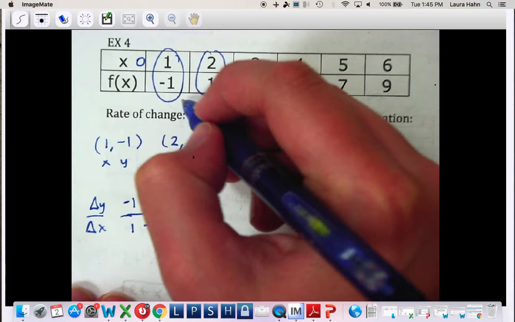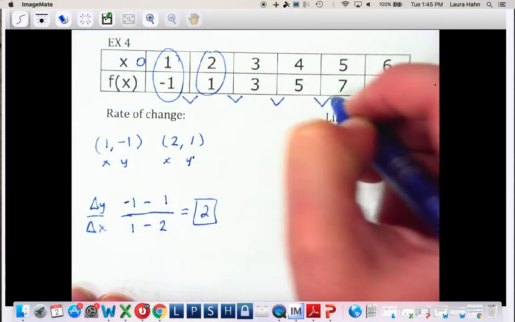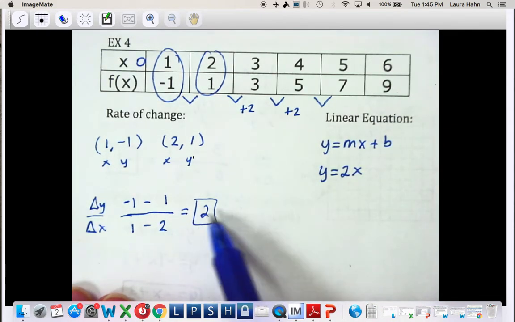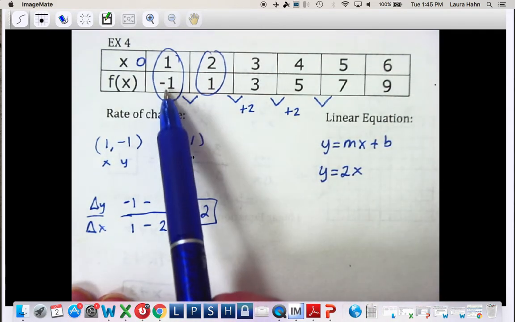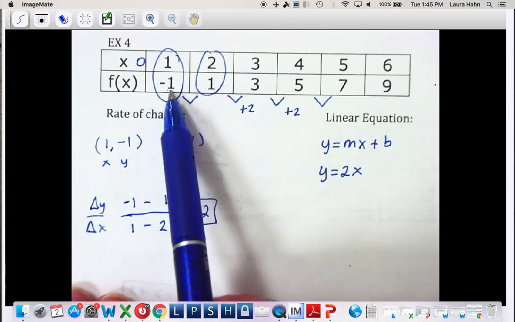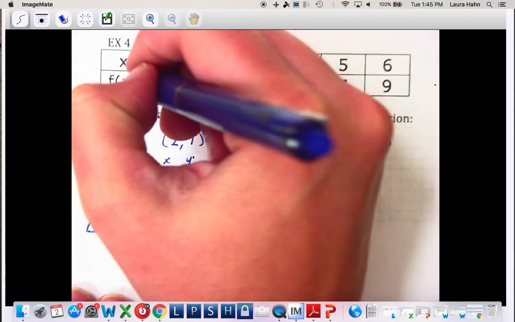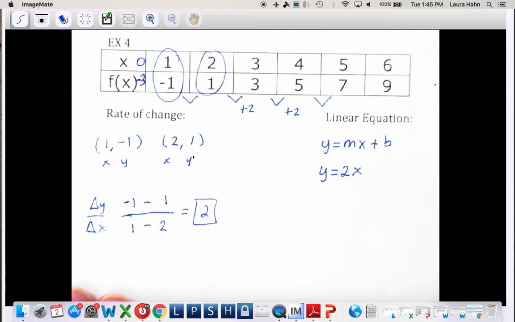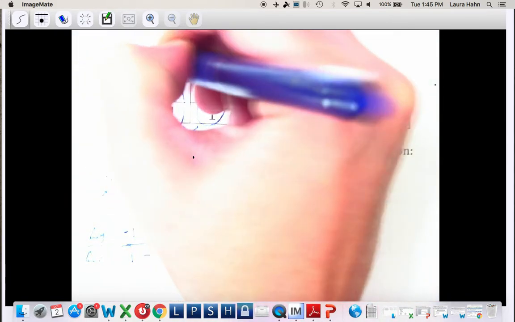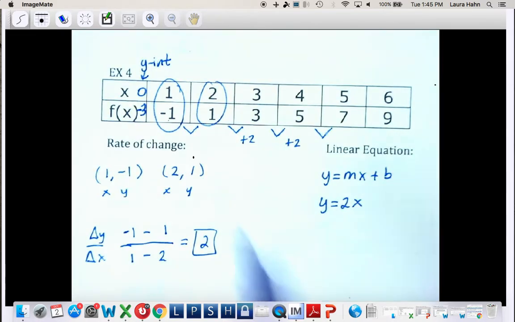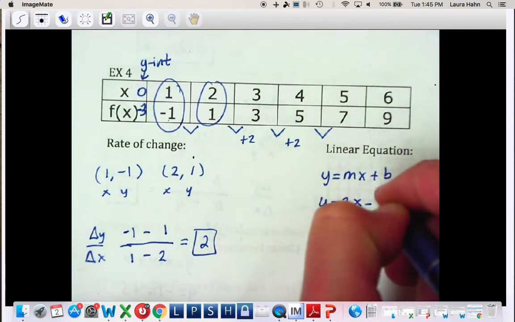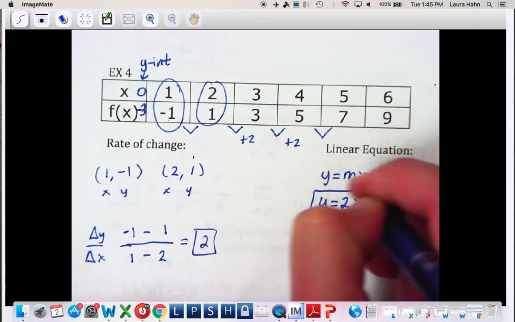So what I need to do is figure out how it's changing each time. Well, I notice we are adding 2 every time, and like we said, that should make sense since our slope was a positive 2. So instead of adding 2, to go backwards, I need to subtract 2. Well, this is a negative 1, so negative 1 minus 2 is negative 3. Okay, so I want you to point at this in your table and make sure you label it as the y-intercept. So when x is 0, my y is negative 3, so I'm going to put minus 3. And there's my equation.